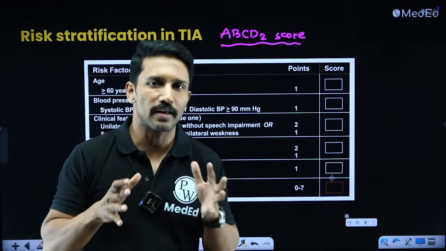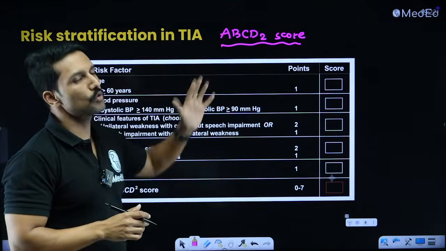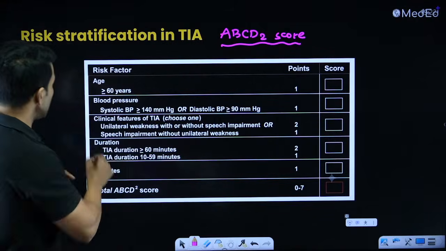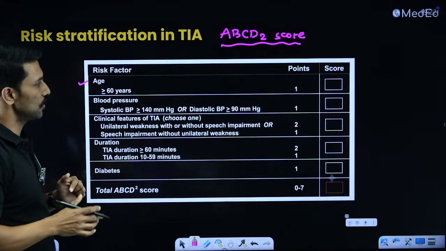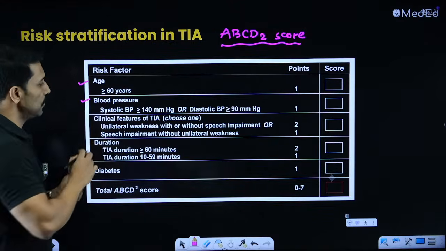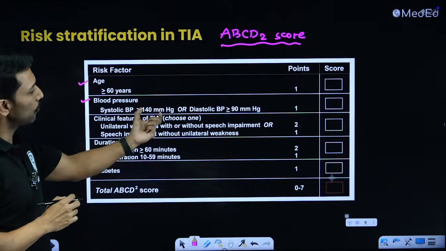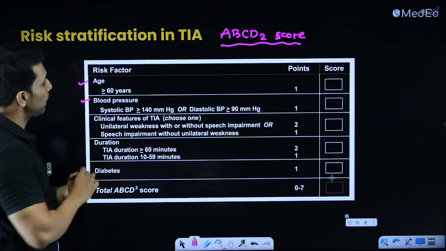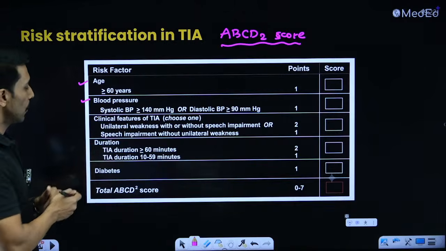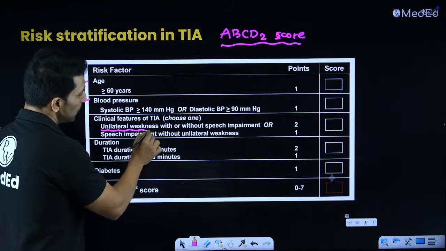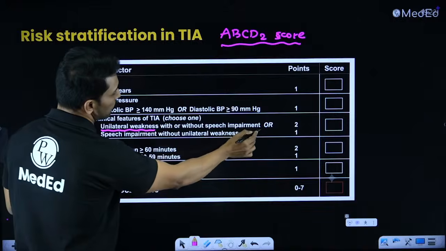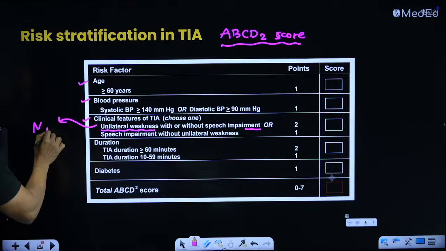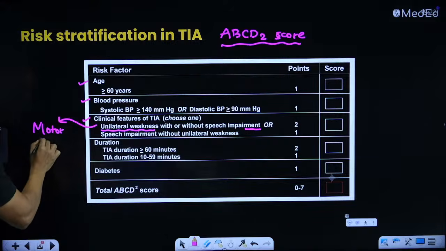And we don't have to put extra effort to understand this score, because in itself it is a mnemonic, where A stands for age more than or equal to 60 years. B stands for blood pressure, systolic BP more than or equal to 140 or diastolic BP more than or equal to 90 millimeters of mercury. C stands for clinical features of TIA, whether you had unilateral weakness with or without speech impairment. Weakness basically means motor symptoms. So if you had motor symptoms, we are giving 2 points.